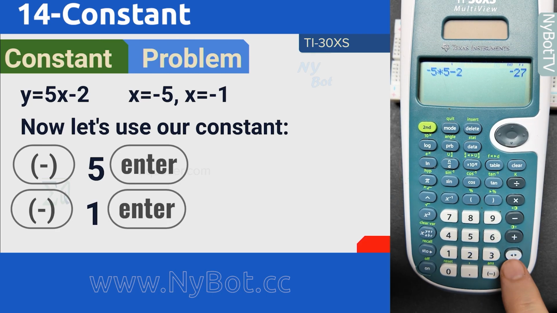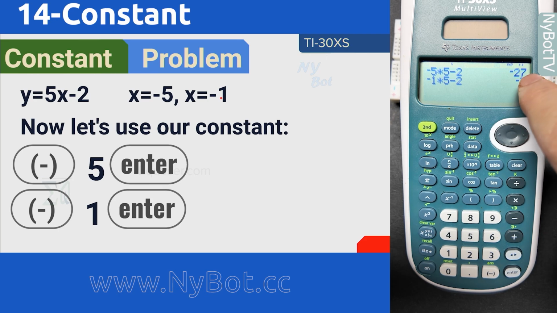It's done. And again minus 1, and these two values have been evaluated to be minus 27 and minus 7.